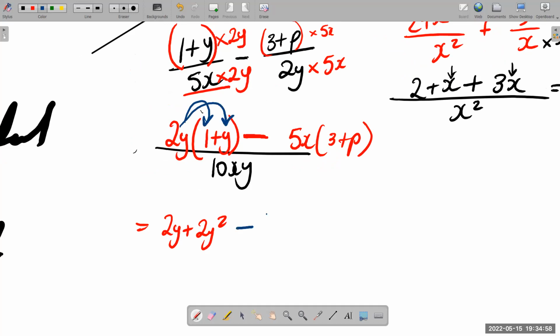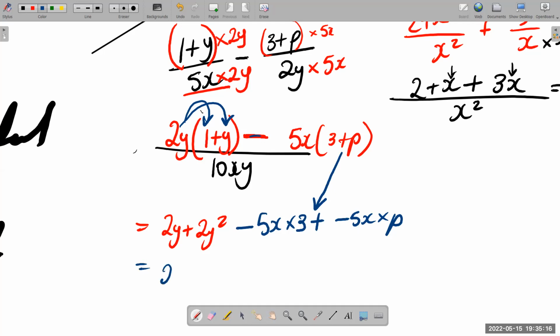Then you're gonna get minus 5x times 3. I'm just breaking it down here. Plus minus 5x times p. Agree or disagree? You see where the plus comes from? And you realize the minus always comes in front of the 5.